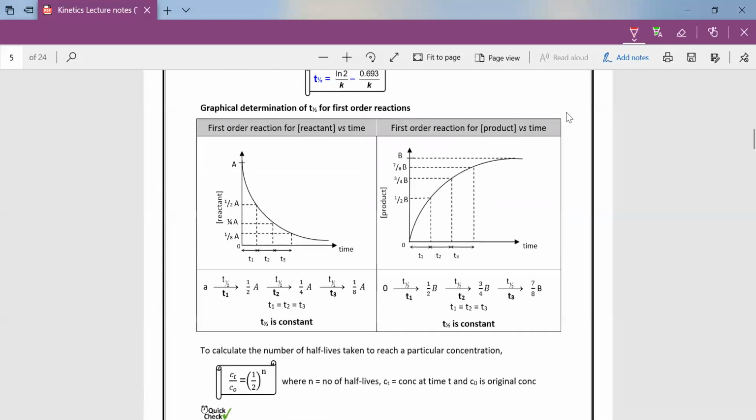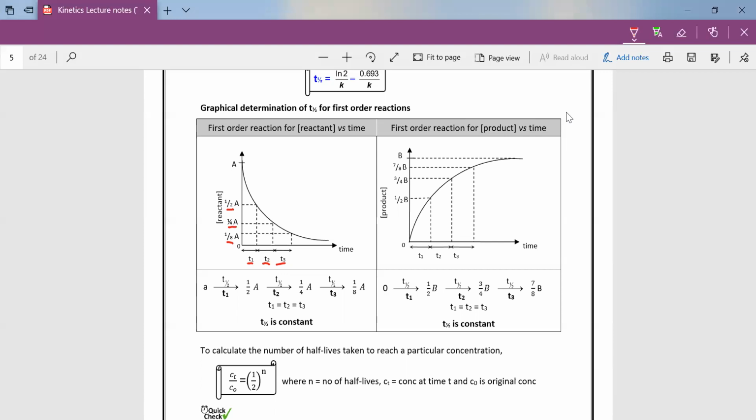First, let's look at the graphical determination of t half for first order reaction. You can see that the concentration of A decreases to half, and it takes a certain amount of time. Then it decreases by half again to 1/4, and it takes the same amount of time. Likewise, when you decrease to 1/8 of the initial concentration, it takes exactly the same amount of time. So this is what we mean by having a constant half-life. The time taken to halve the concentration is the same throughout.